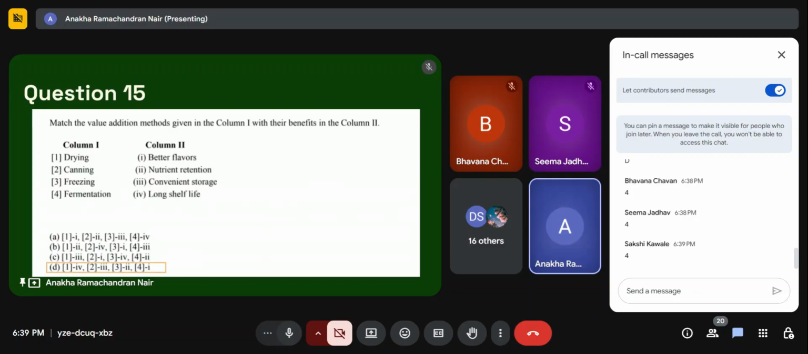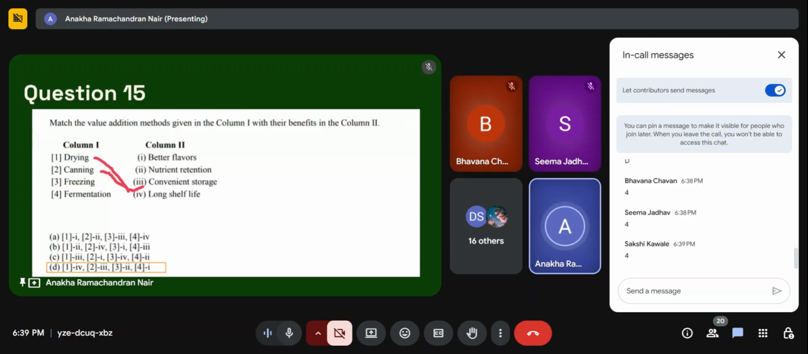So drying is for longer shelf life, right? Once you dry something, you reduce the water potential of that product, and it prevents spoilage. So drying increases shelf life. Canning is for convenient storage, right? Once you can something, in most cases you might not even have to refrigerate it. In a lot of cases canning for fruits is done. You can remove their peels, cut them in pieces, and can them, and they will remain fresh for a longer period of time.